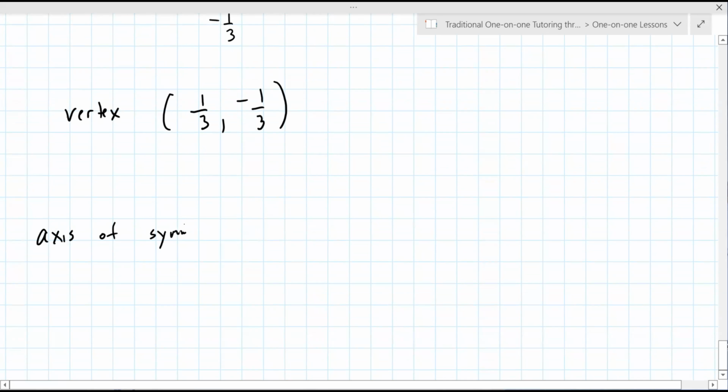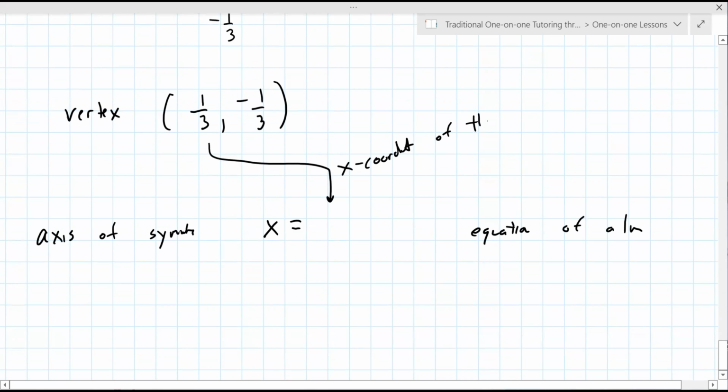is always x equals, it's an equation of a line. It's x equals, and it's the x coordinate of the vertex. So then x equals 1/3. Yes.